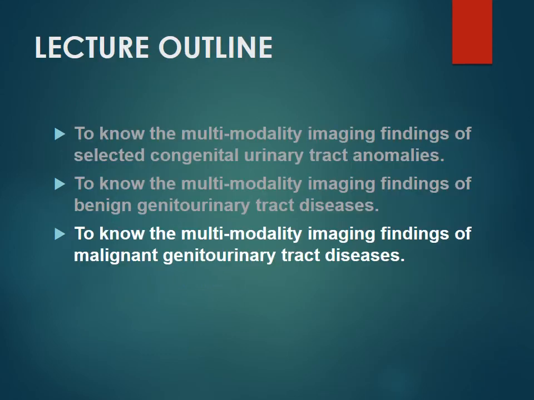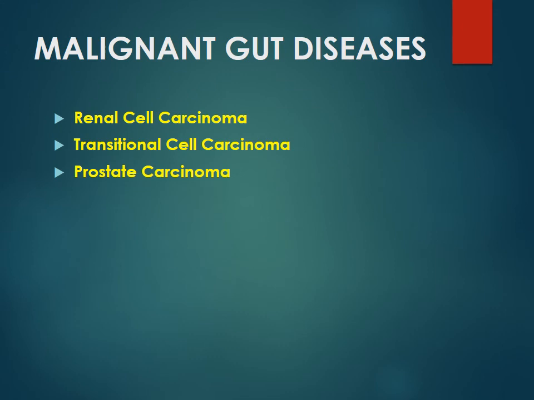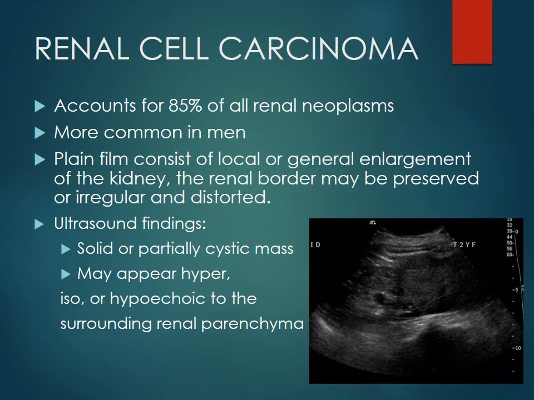We will now proceed with the discussion for the multimodality imaging findings of malignant genitourinary tract diseases. And I will be focusing the discussion on the most commonly encountered malignant GUT diseases, which are renal cell carcinoma, transitional cell carcinoma, and prostate carcinoma. Renal cell carcinoma would account for 85% of all renal neoplasms. They are more commonly identified in men rather than women.